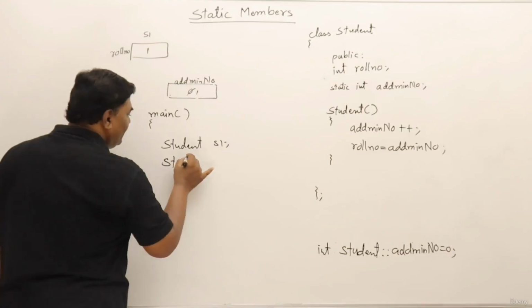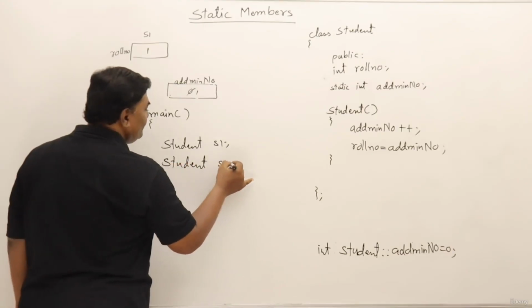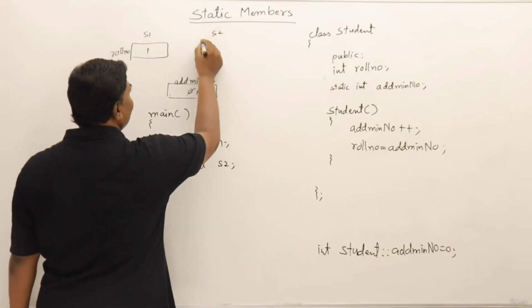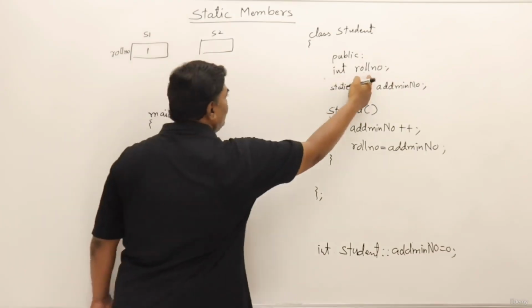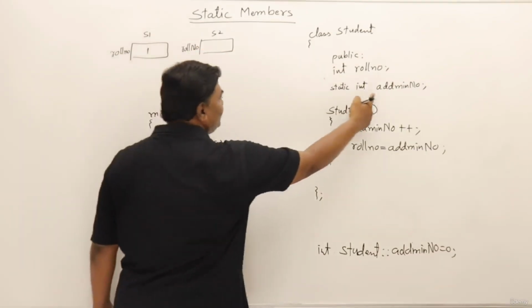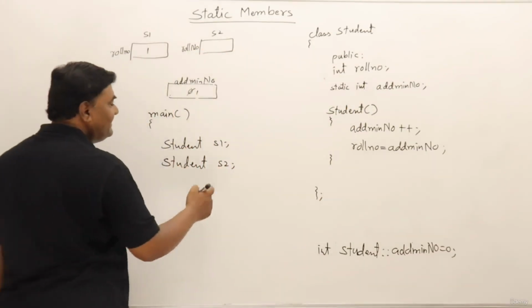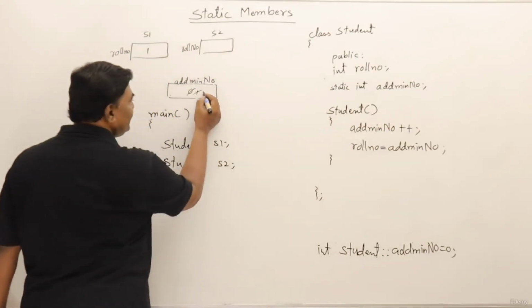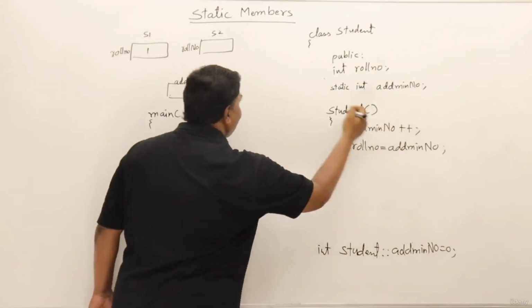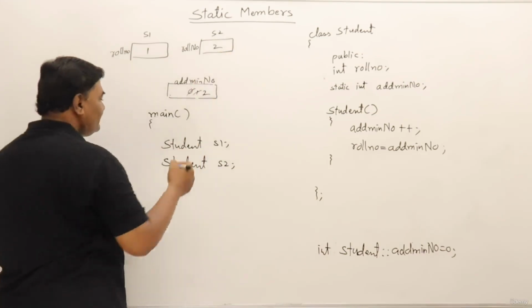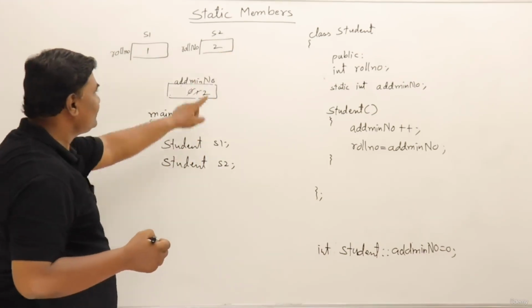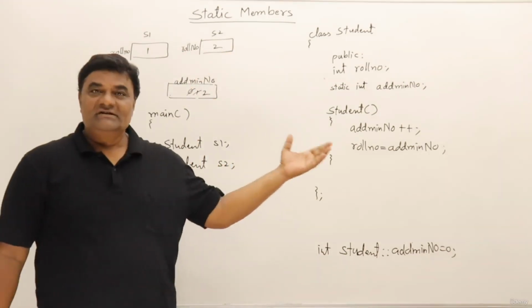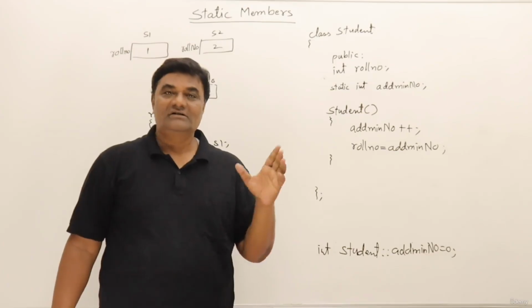Then the second student object, S2. S2 is created. Which member does S2 have? Only roll number. What about admission number? It's common for all the objects. Then what happens when the object is created? Admission number plus plus, so this becomes 2. Then roll number is assigned admission number, so 2. So this student has roll number 1, and this student has roll number 2. So this is another usage of a static member.